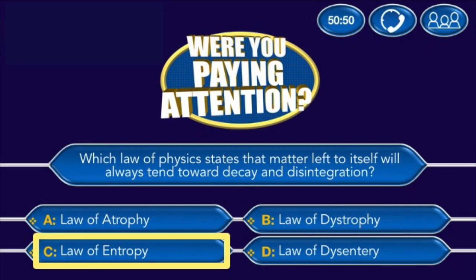Who thinks it's D, the law of dysentery? There's normally one in every crowd, or there's two on the same table. Table 11, we'll watch that table right there. Okay, how many of you reckon you were away sick this day? You've got no idea what the correct answer is, a number of you. All right, the correct answer is actually C, the law of entropy.